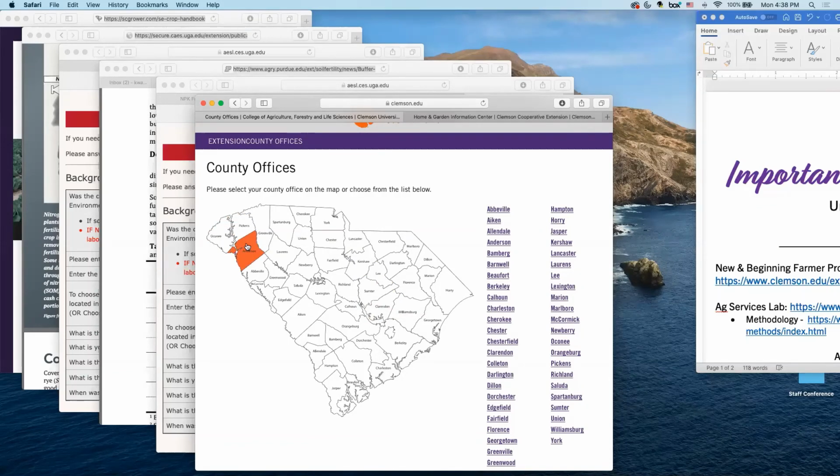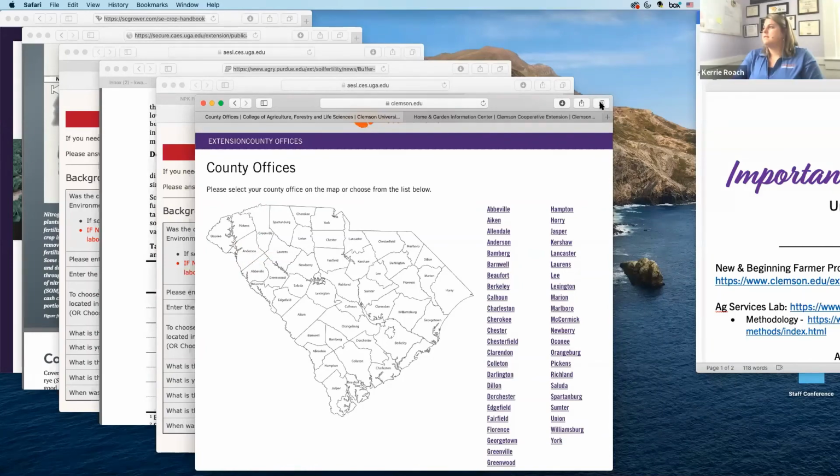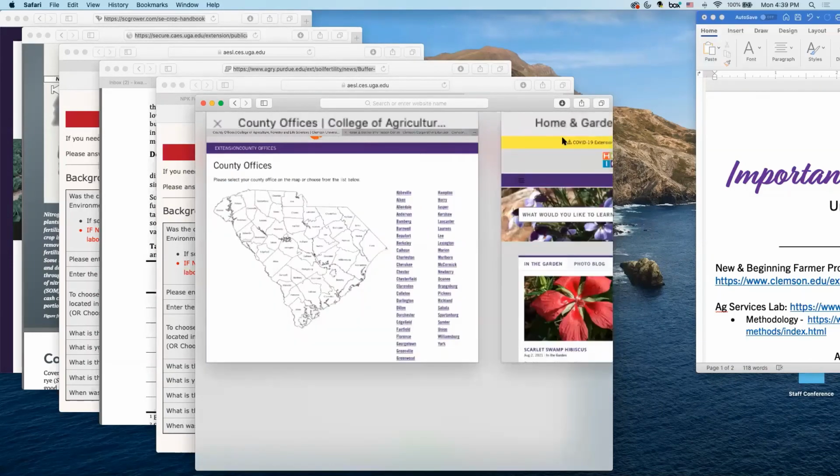Kerrie, could you maximize those pages while you're looking at them? Yes. Great, thank you. Oh, shoot.